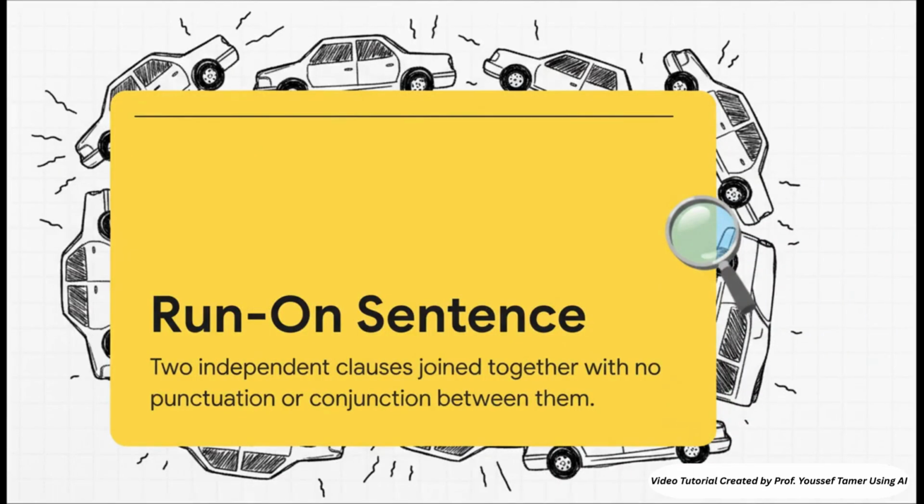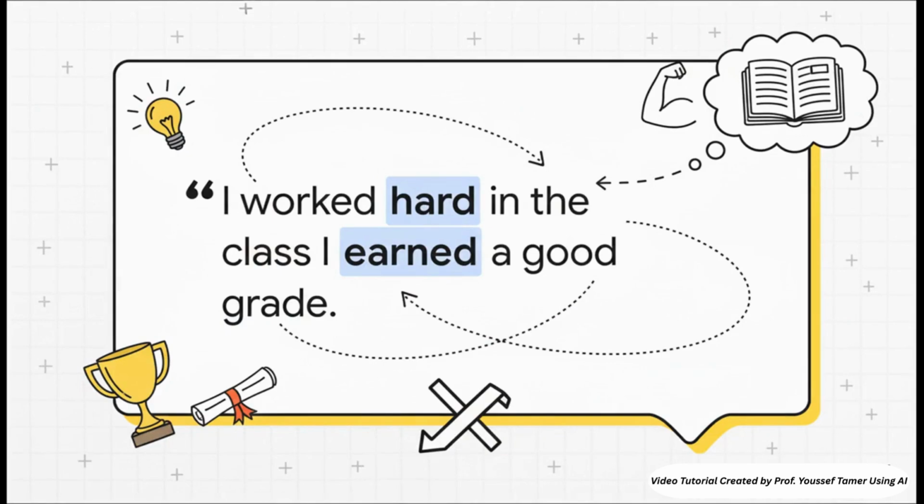Next up is the run-on. Now, this isn't just a really long sentence. A run-on is literally two or more complete sentences that have just crashed into each other without any punctuation to separate them. It's a total grammatical pileup. I worked hard in the class is a whole idea. I earned a good grade is another whole idea. But here, they're just smashed together. The reader has to do the work to figure out where one thought ends and the next one begins. And just like a comma splice, it needs a proper connection.